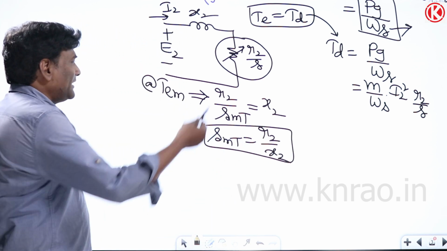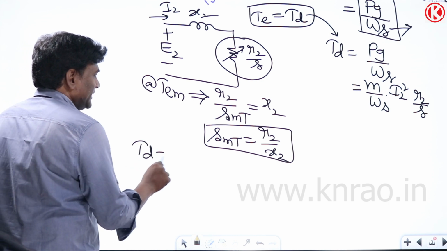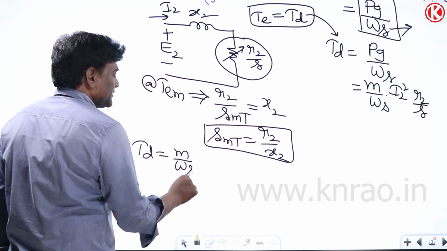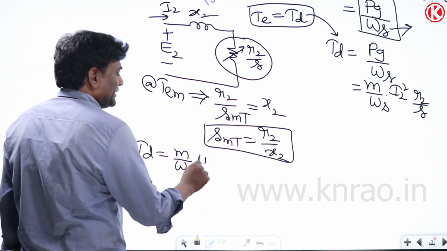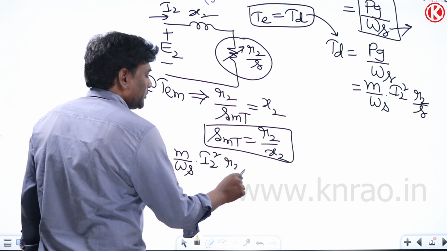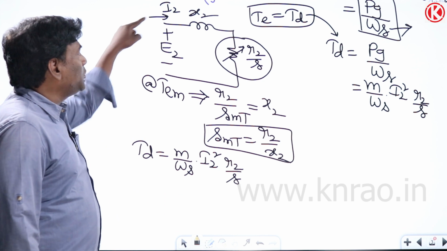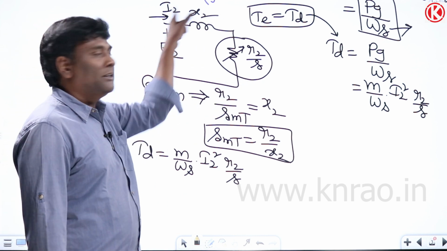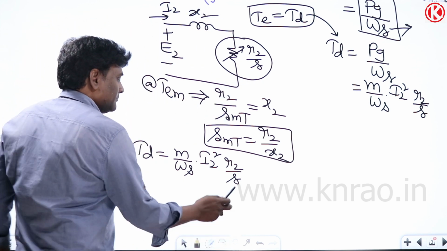Now let us write the equation for TD: it is going to be M by omega S into I2 square R2 by S. What is I2? I2 is nothing but E2 divided by, simple thing.